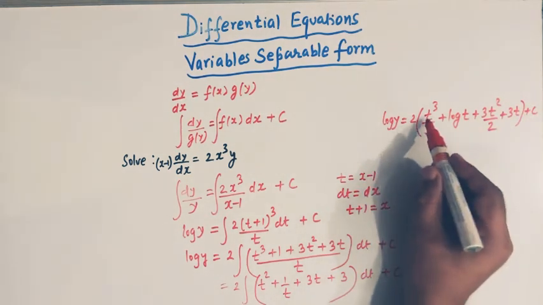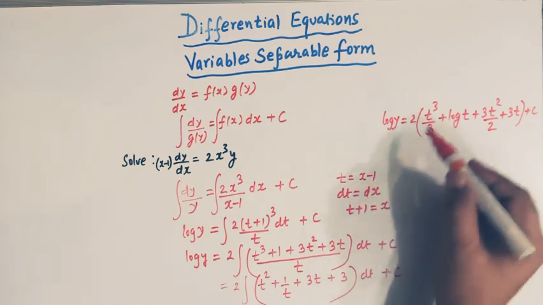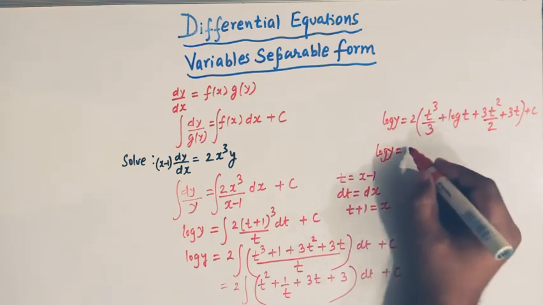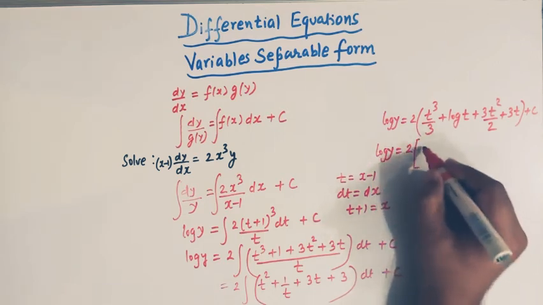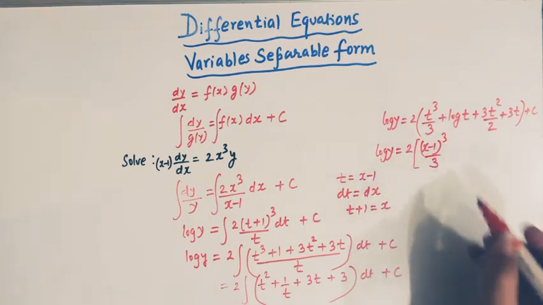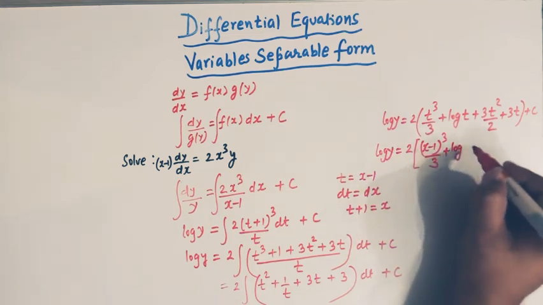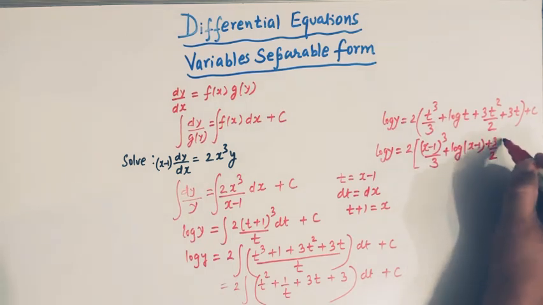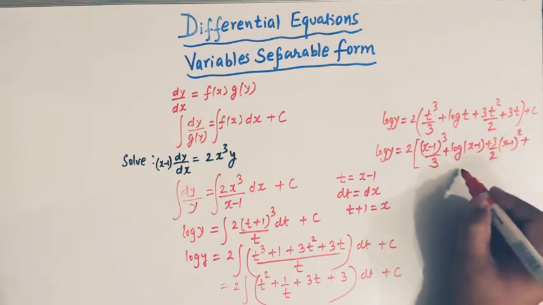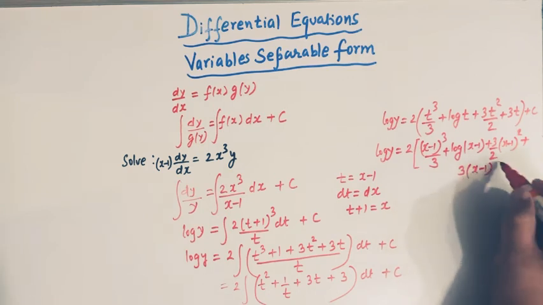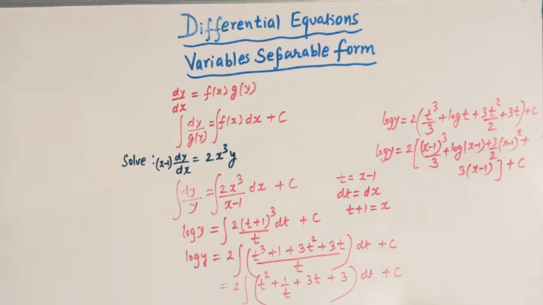So now again we have to resubstitute the value of t here, so the solution becomes log y is equal to 2 times, here we have (x minus 1) cube divided by 3 plus log of (x minus 1), this is 3 by 2, and here we have (x minus 1) square plus 3 times (x minus 1) plus c.